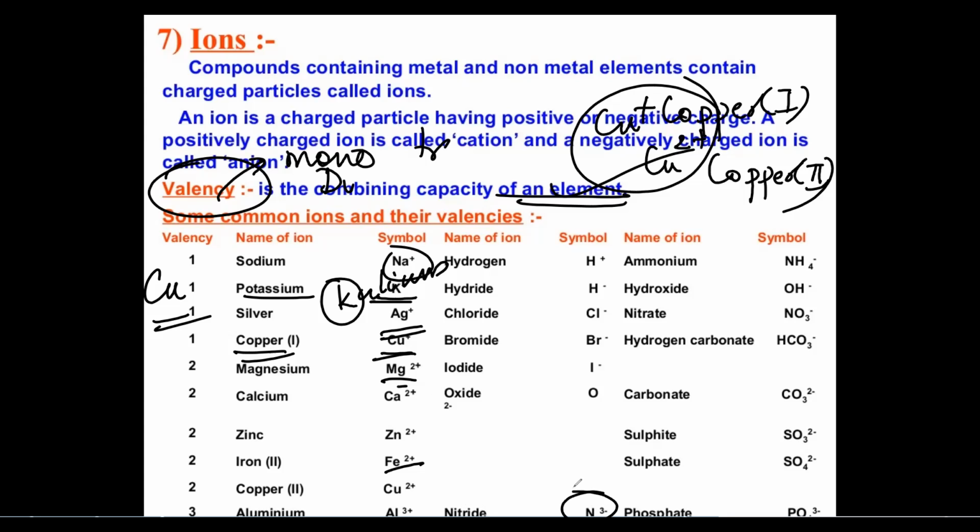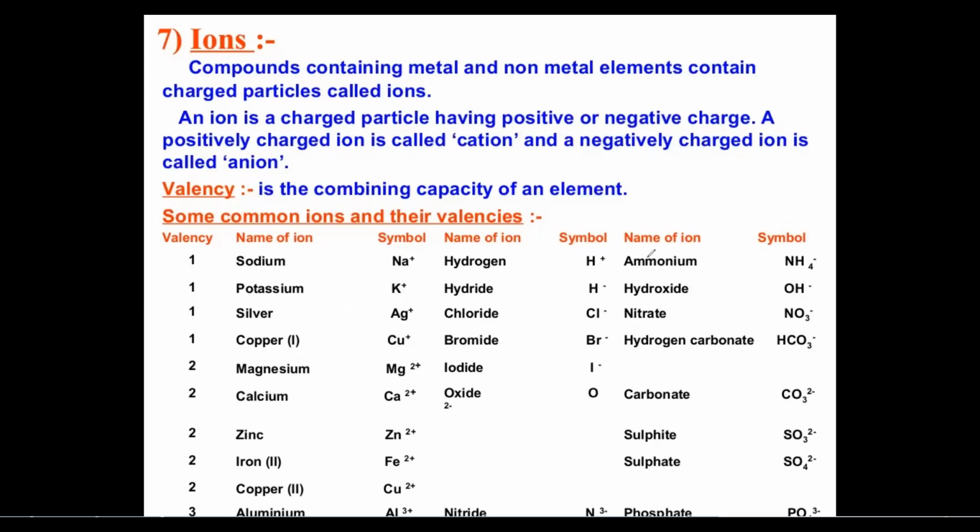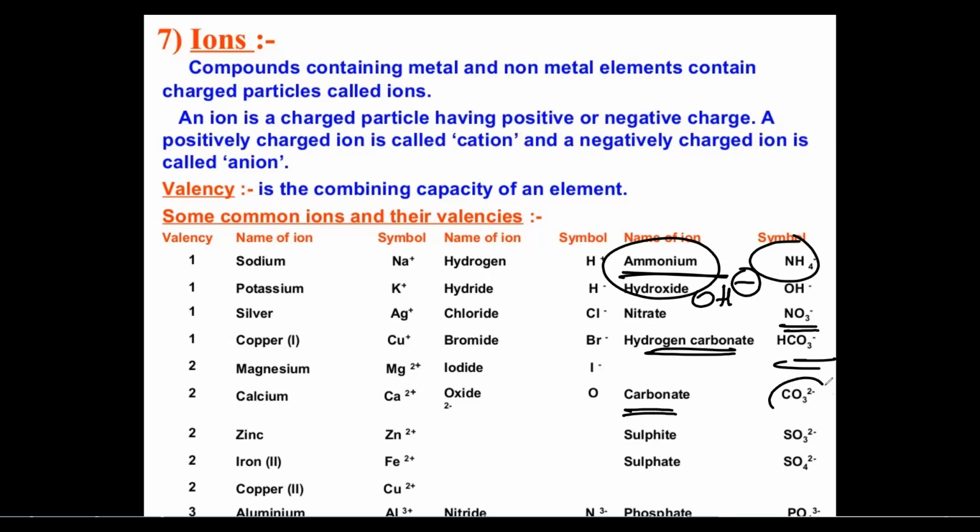This is aluminium. This is nitride, N3 minus. Oxide is O2 minus. Iodide is I minus. Bromide is Br minus. Chloride is Cl minus. Hydride is H minus. Hydrogen is again H plus. Ammonium, NH4 plus, is a polyatomic ion. Hydroxide is OH minus. Nitrate is NO3 minus. Hydrogen carbonate is HCO3 minus. Carbonate is CO3 2 minus.